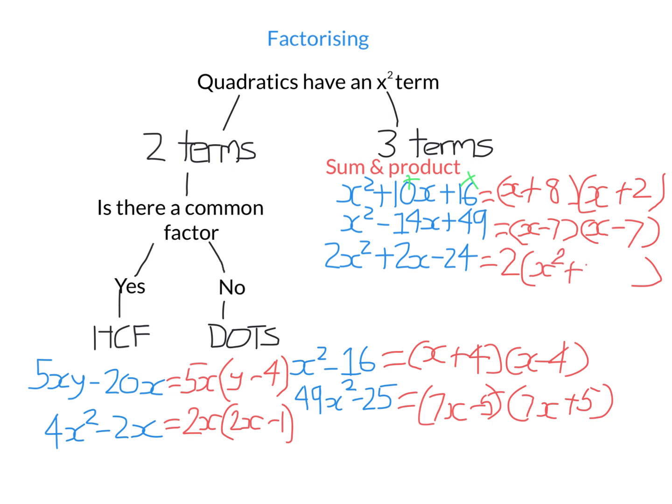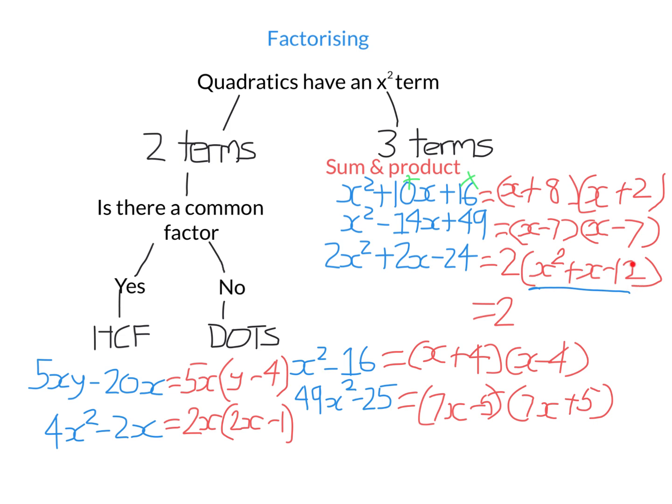What do I times by 2 to get 2x? Well, that's just x. What do I times by 2 to get negative 24? Well, that's just negative 12. So we've used the highest common factor method. Now we have a resultant quadratic with 3 terms, so I can factorize this further. I'm going to leave the 2 alone. I'm just going to factorize what's been underlined with blue.